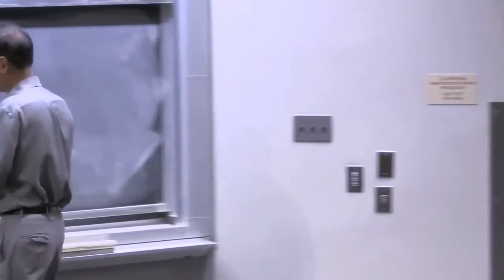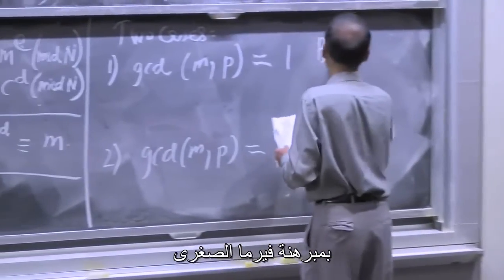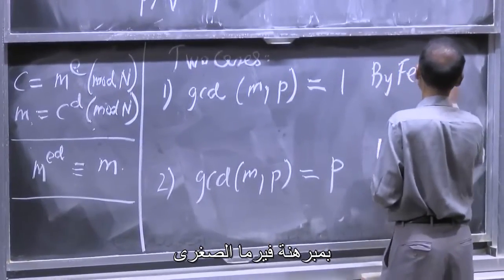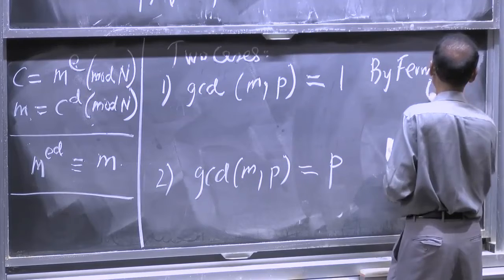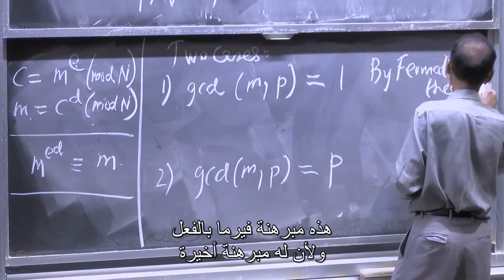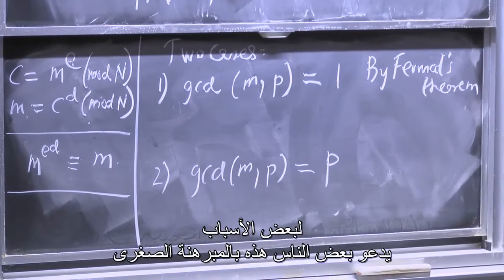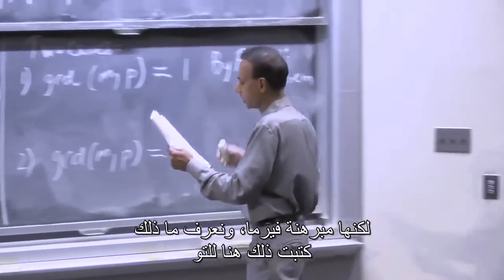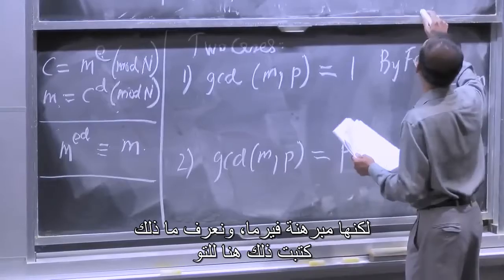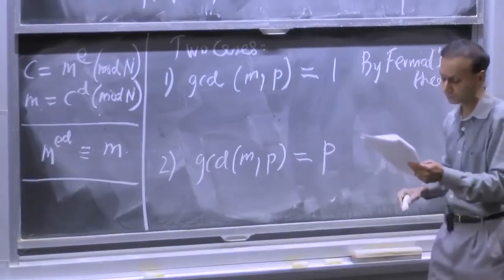All right. So by Fermat's little theorem, this is really Fermat's theorem, and because he had a last theorem, for some reason, some people call this the little theorem. But it's Fermat's theorem, and we know what that is. I just wrote that out there.